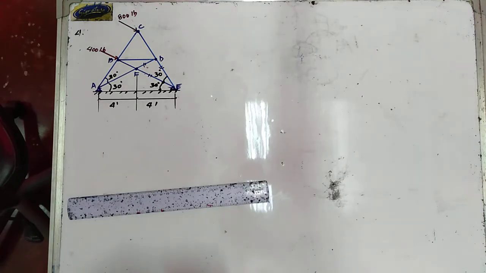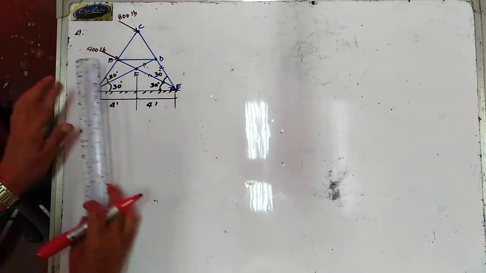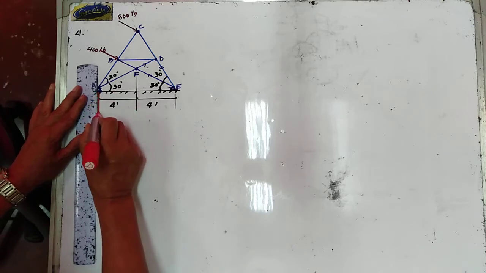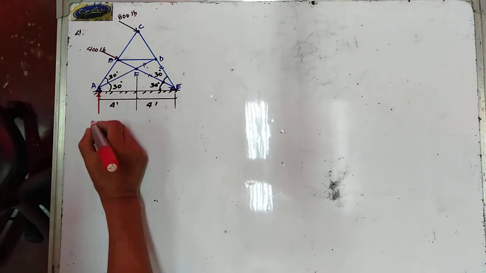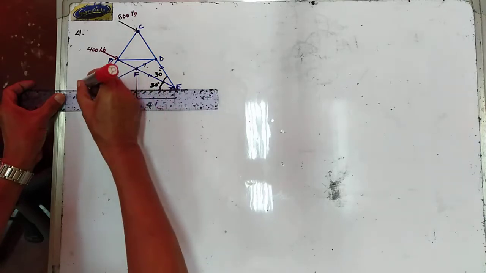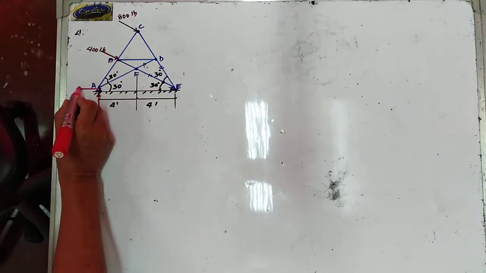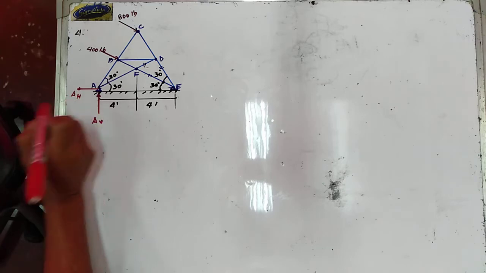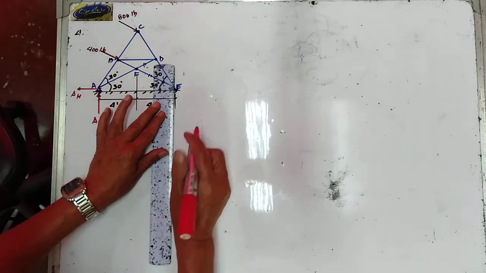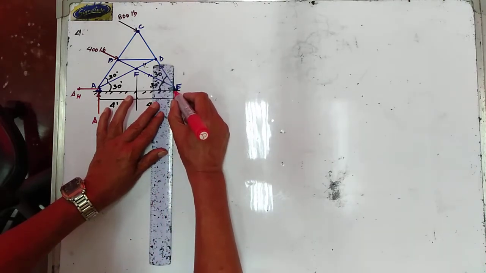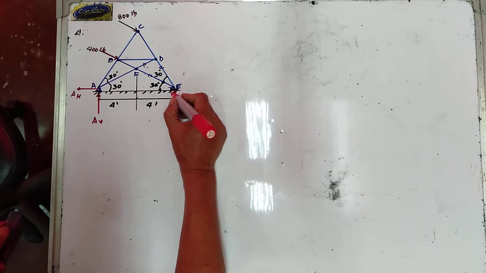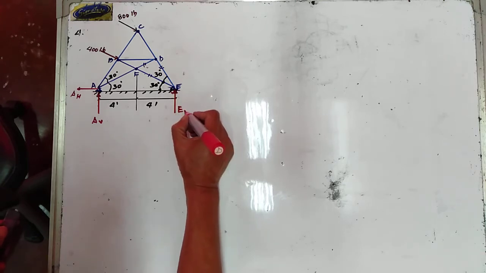So this truss is supported by a hinge at point A. So we have your A vertical, and then we also have the reaction, which is now your A horizontal. Now this is a roller, so we have your reaction perpendicular to the roller. So that this is now your E vertical.